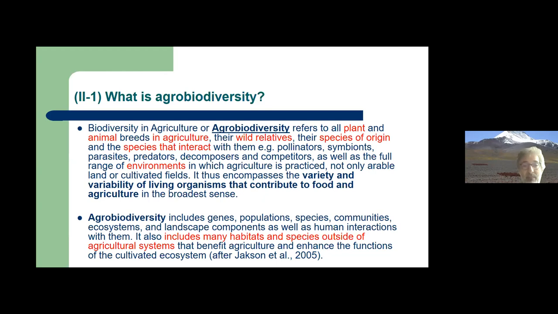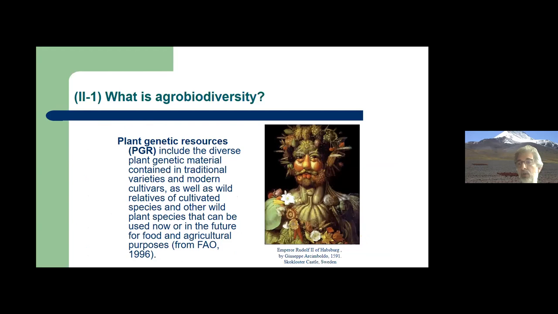It also includes many habitats and species outside the agricultural system that benefit agriculture and enhance the function of the cultivated ecosystem. But generally, when we are talking about agrobiodiversity, we put focus on plant genetic resources, and we reduce agrobiodiversity to this issue. But plant genetic resources include only the diverse plant genetic material containing the traditional varieties and modern cultivars, as well as wild relatives of cultivated species and other wild plant species that can be used now and in the future for food and agriculture.